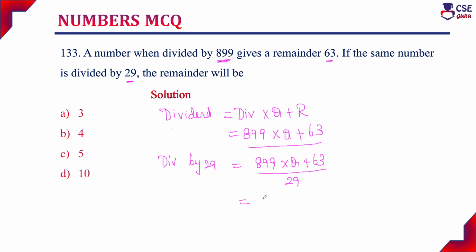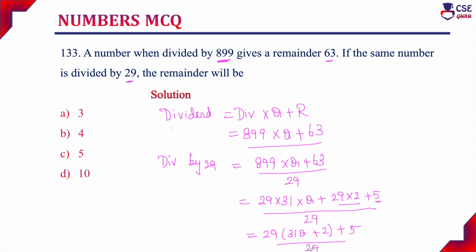So take in terms of 29. So 29 into 31 times is nothing but 899 into quotient plus 63. We have to take 63 in terms of 29, so 29 into 2 plus 5. This is nothing but 63. Okay, so this is divided by 29. So you take 29 outside. That is 29(31q plus 2) plus 5, divided by 29.